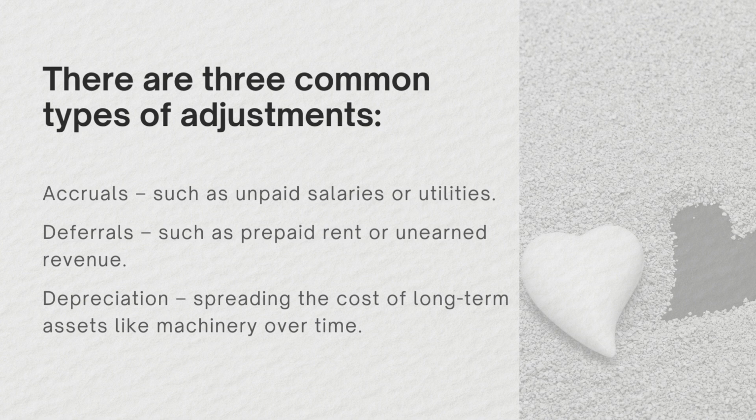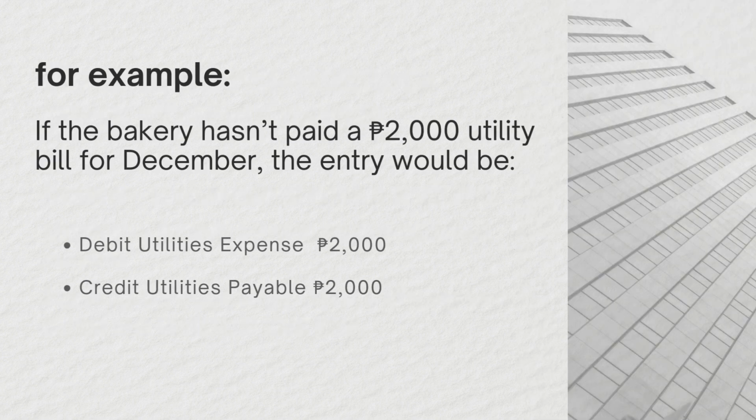There are 3 common types of adjustments. 1. Accruals, such as unpaid salaries or utilities. 2. Deferrals, such as prepaid rent or unearned revenue. 3. Depreciation, spreading the cost of long-term assets like machinery over time. For example, if the bakery hasn't paid a $2,000 utility bill for December, the entry would be debit utilities expense $2,000, credit utilities payable $2,000.